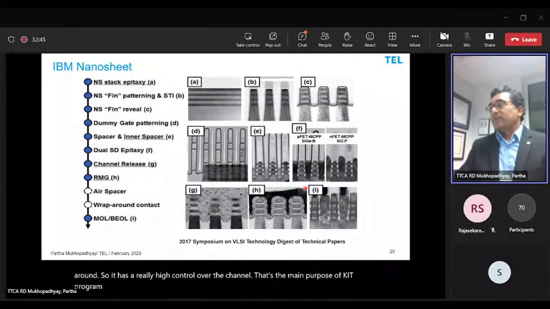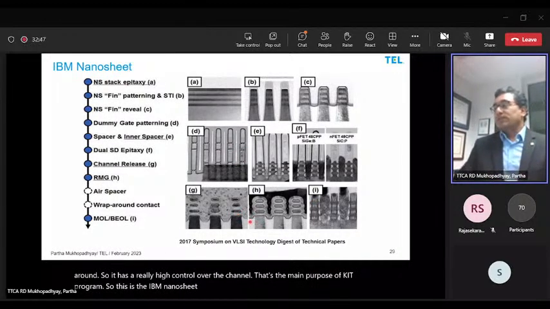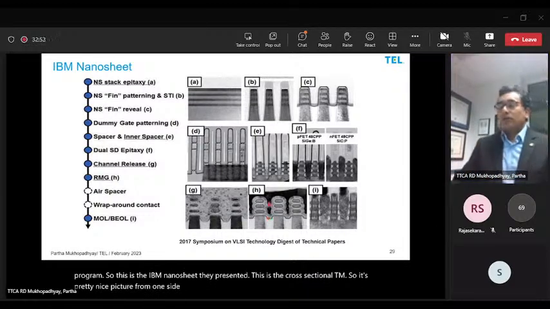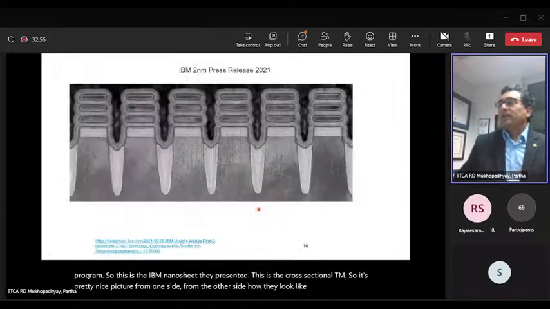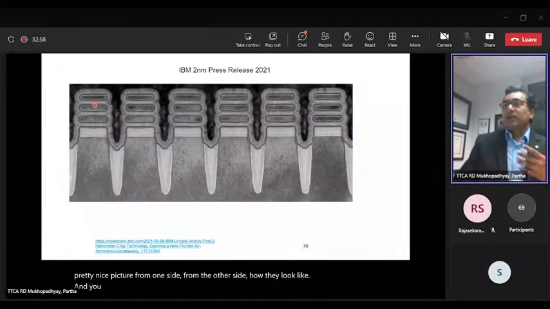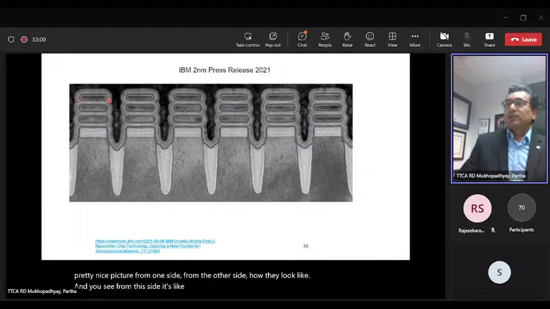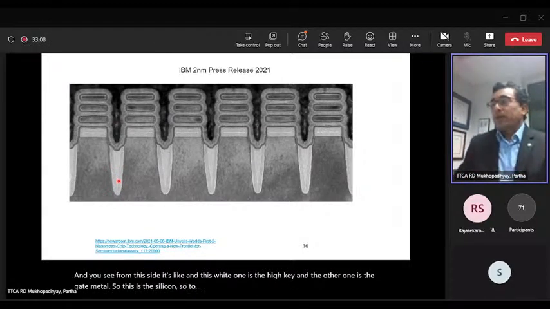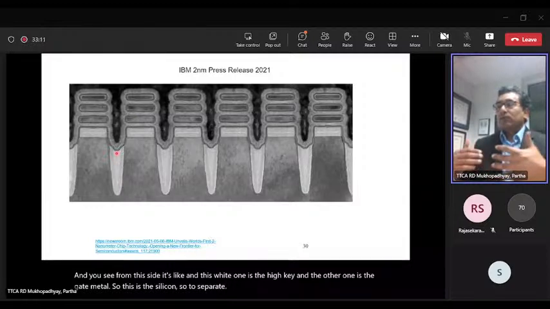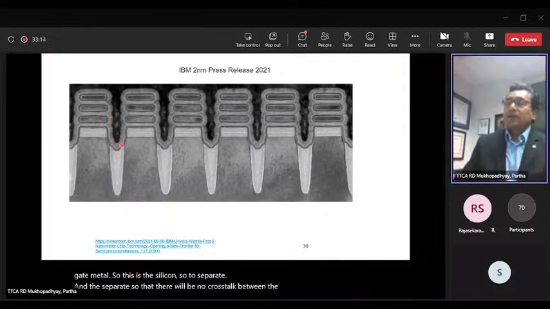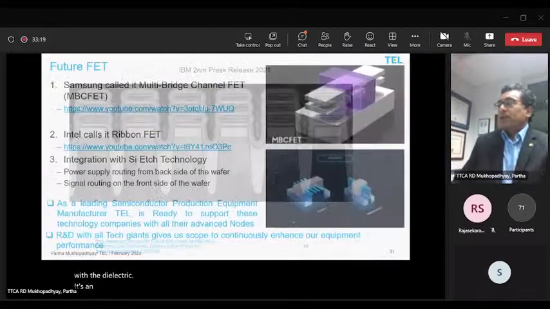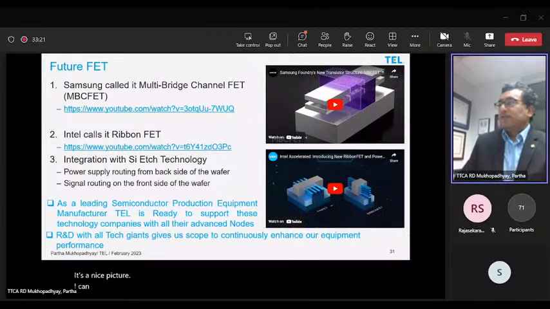This is the IBM nanosheet they presented. This is the cross-sectional TEM. It shows a pretty nice picture from one side, and from the other side how they look. From this side, this white one is the high-K, and that other one is the gate metal. This is the silicon. To separate them so there will be no crosstalk between the nanosheets, they're filled up with dielectric. It's a nice picture.